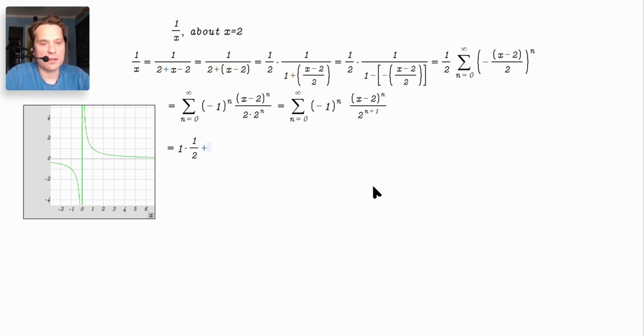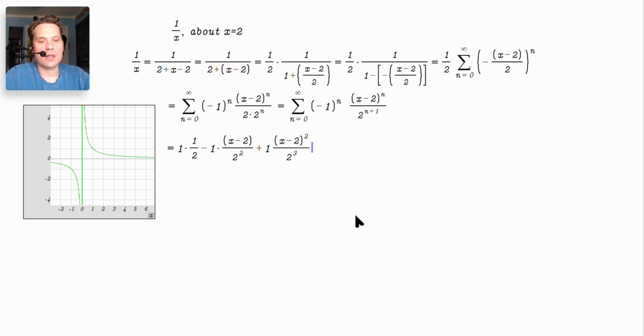Next one. When n is 1, that would become a -1 times x minus 2. And the bottom is 1 plus 1, and then 2 to the second, like this, you see? Let's do one more. So when n is 2, you have -1 squared, which is a positive 1. Then you'd have x minus 2 to the second. And the bottom would be 2 plus 1, which is 3, so 2 cubed.